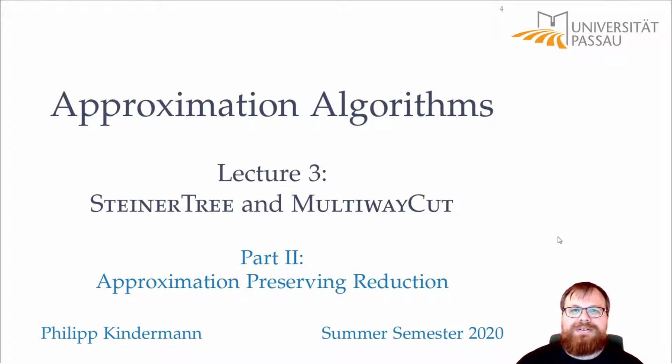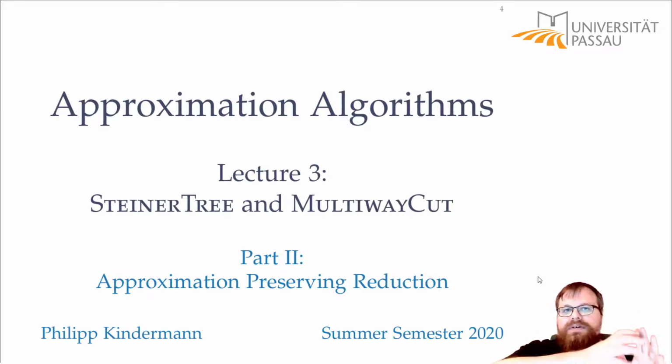Before we can move on to algorithms for our Steiner tree and the restricted metric Steiner tree problem, we need some theory. We want to define what is an approximation preserving reduction. Intuitively, an approximation preserving reduction is a reduction from one problem to another one, where if you find an approximation algorithm for the second problem, then it gives you the same approximation factor for the first one.